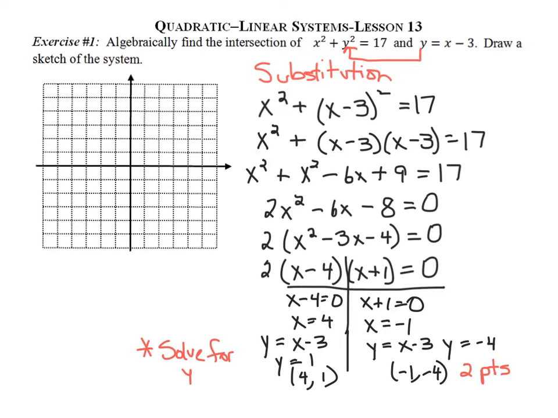I'm going to start with the circle, and I see that the equation is x squared plus y squared equals 17.